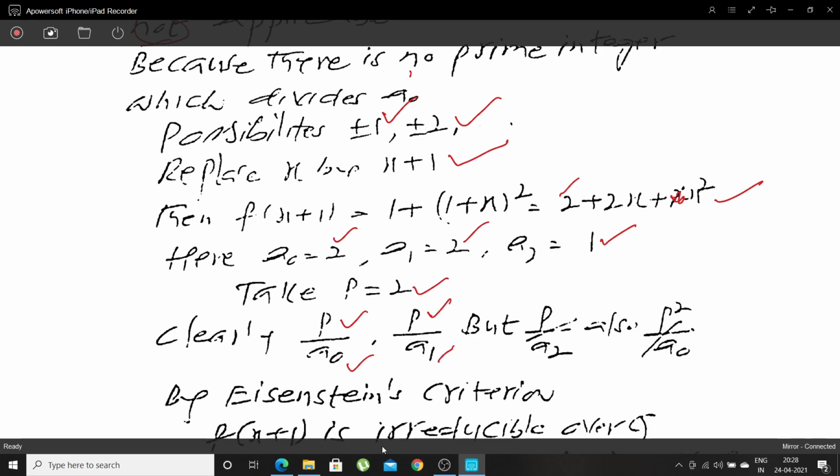The interesting point is P does not divide the coefficient of x square, that is A2. Since P does not divide A2, also P square does not divide A naught. Let me check. What is A naught? P square. What is P square? 4. 4 by A naught. What is A naught? 2.